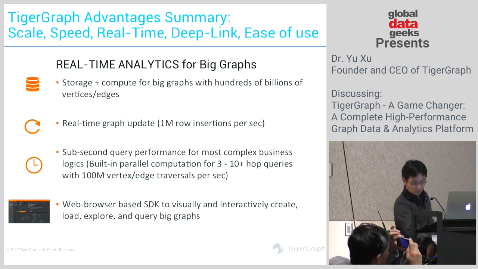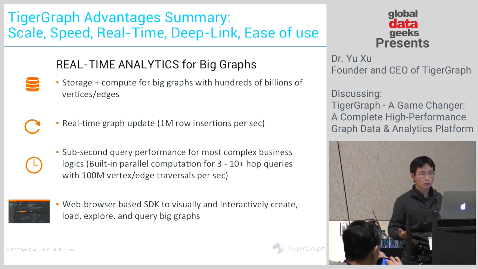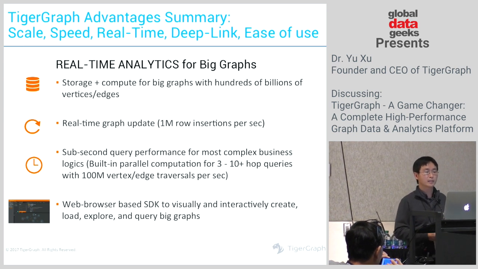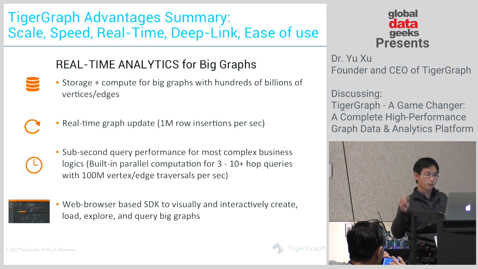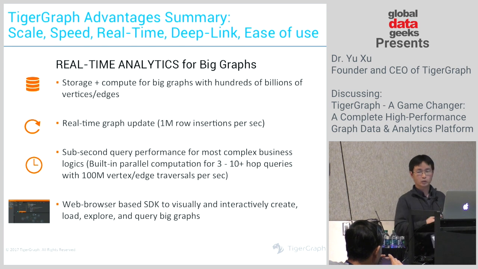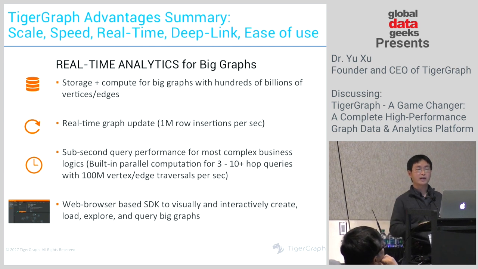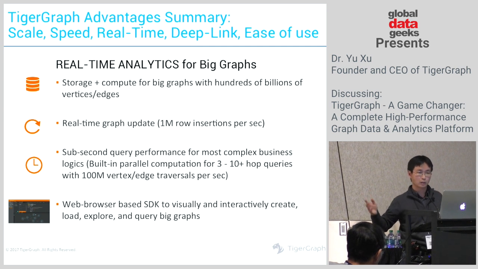Just as a quick summary, what are the bigger advantages of TigerGraph? It's all about scale, speed, real-time, deep link analytics, and ease of use. On scale, we can easily handle big graphs with hundreds of billions of vertices and edges. On speed, we can do fast updates and sub-second queries for huge graphs. I also talked about the really important business use cases which have to use deep link analytics. Deep link means you need to traverse deep in the graph, 3 to 10-plus hops.